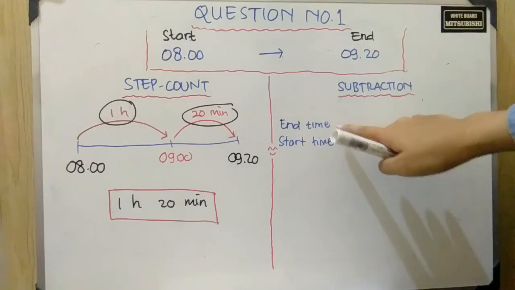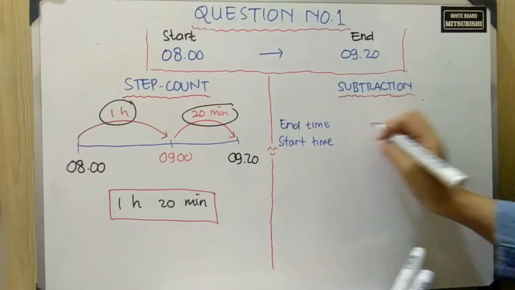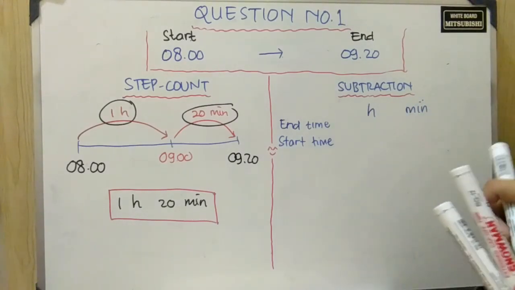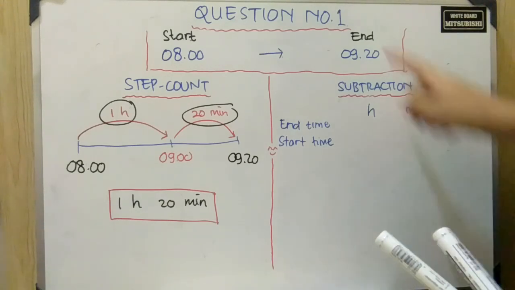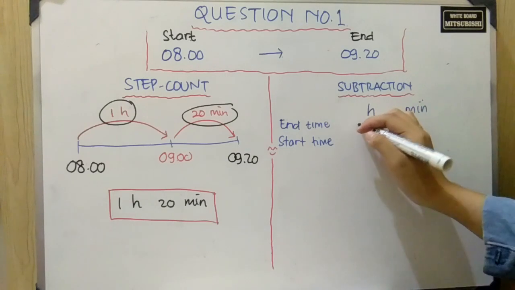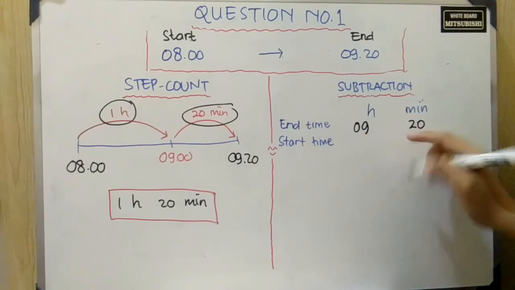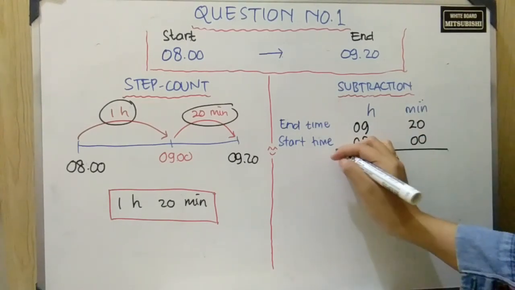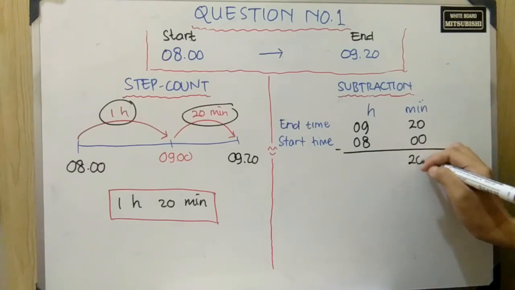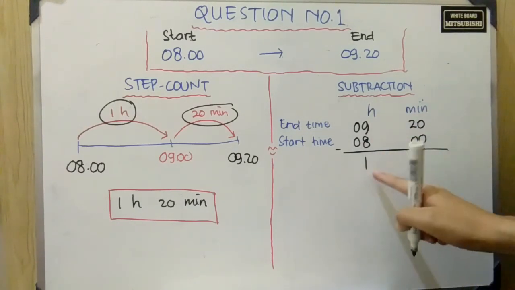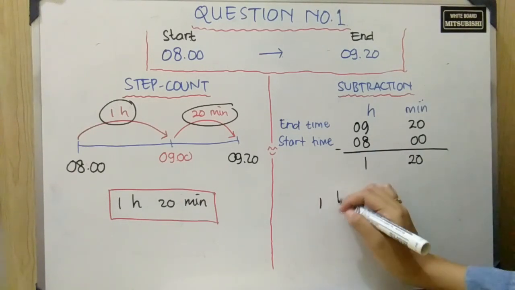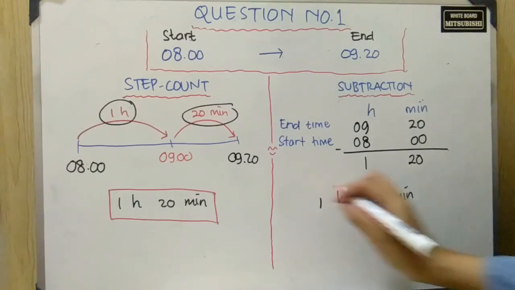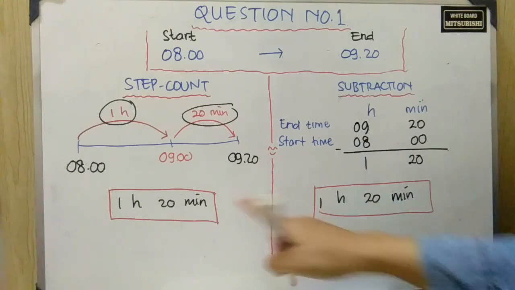By using subtraction, we write the end time as the first and the start time as the second. We write hour and minute. Because the end time is 9:20, we write 9 in hour and 20 in minute, and 8 in hour and 0 in minute. And we subtract: 20 minus 0 is 20, and 9 minus 8 is 1. So we have 1 for hour and 20 for minute. So we have 1 hour 20 minutes. So here Kenza swam for 1 hour 20 minutes. It's the same as the first way.